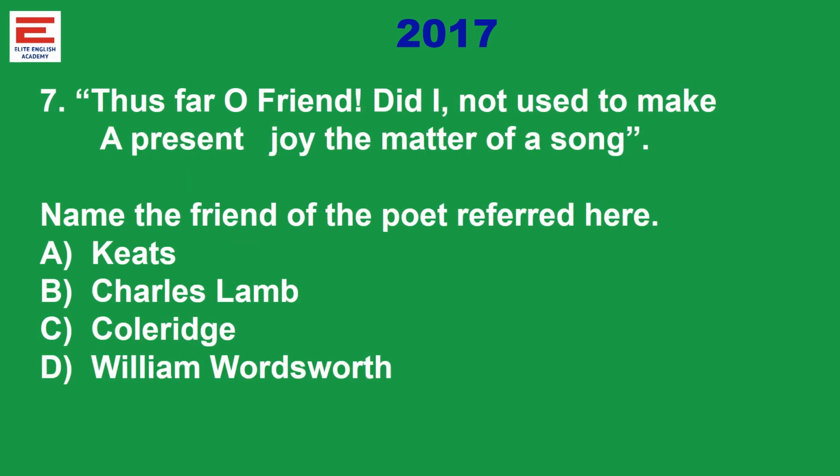Thus, for, O friend, did I not use to make a present joy the matter of a song. Of course, it is also from a poem. The question asks for the friend of the poet referred to here. Please look at the question very carefully. The author of the line is not asked. Which friend is referred to? If we know who is the owner of this particular line, then we can look for who is the friend.